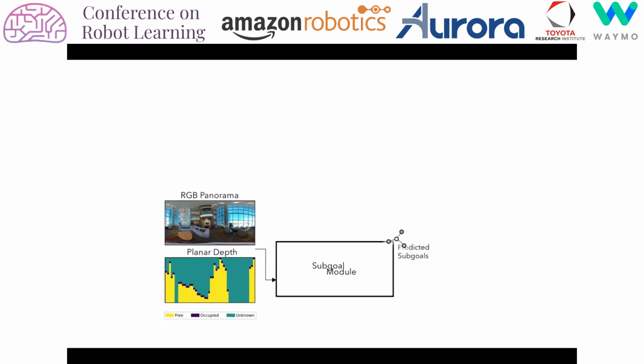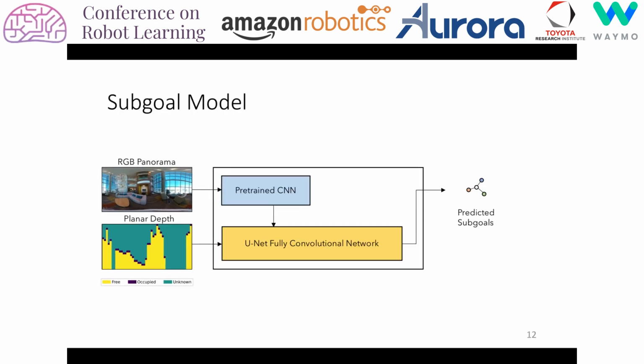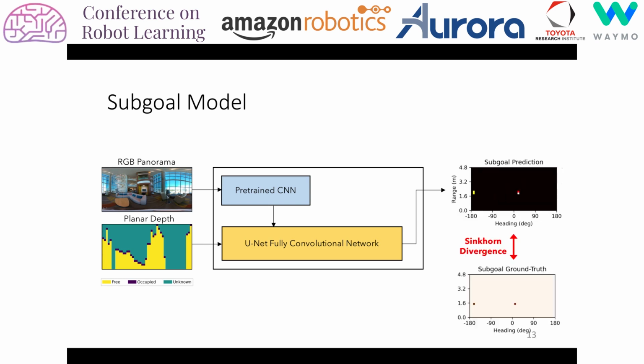Looking into the subgoal model in more detail, it's comprised of a pre-trained CNN and a UNet. It takes as input a 270-degree laser scan, plus the 360-degree image at the current location. And like the VLN agent, it's trained on the Room-to-Room dataset based on Matterport3D, in this case to minimize the Sinkhorn divergence between predicted subgoals and the actual adjacent nodes in the navigation graph.